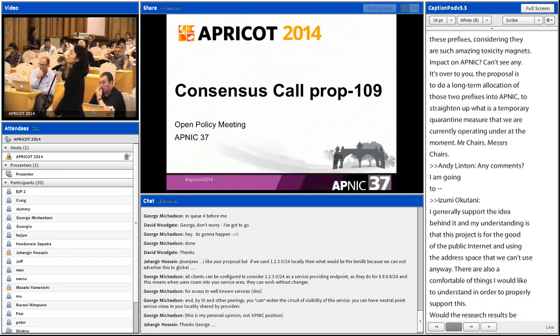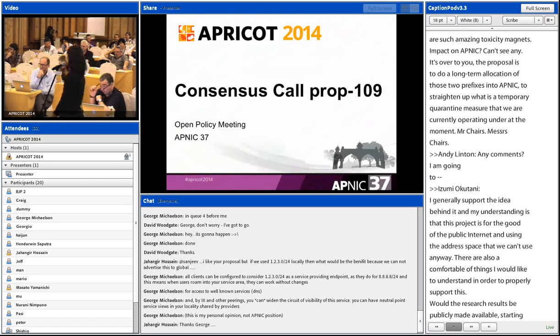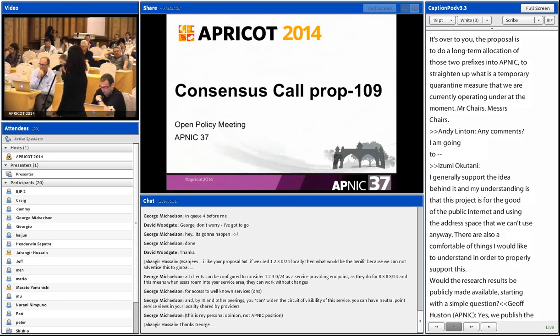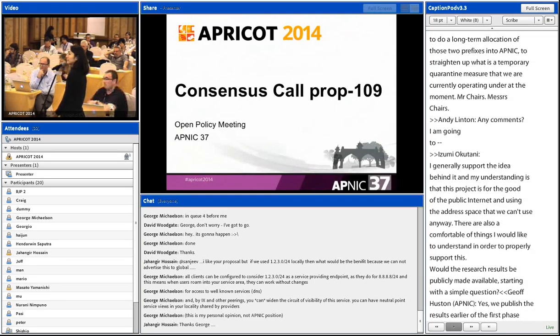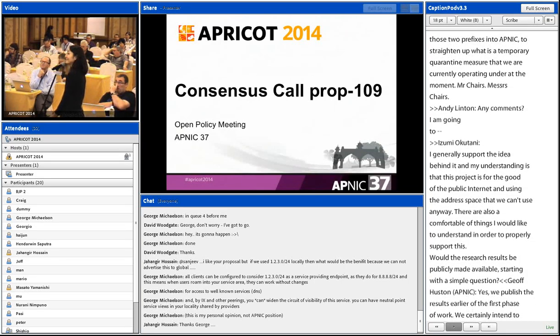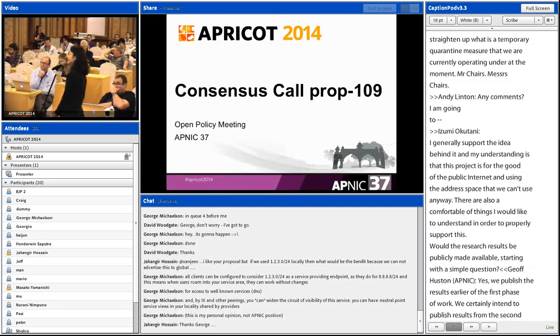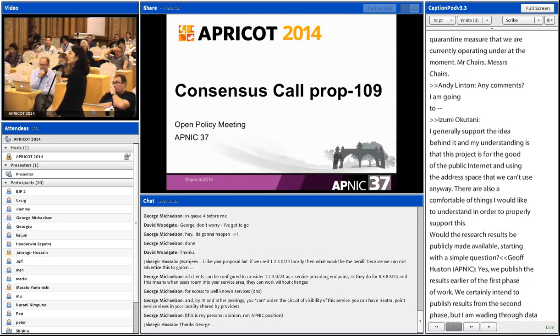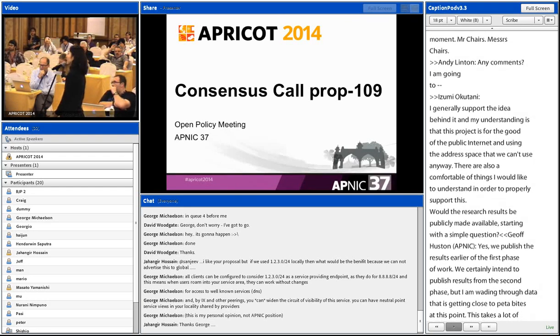Yes, we published the results earlier of the first phase of work. We certainly intend to publish results from the second phase, but I am wading through data that's getting close to petabytes at this point. This takes a lot of time and effort, and there is a lot of other work. But yes, it is on the agenda to publish all of the research around this. Okay, that's great to know.